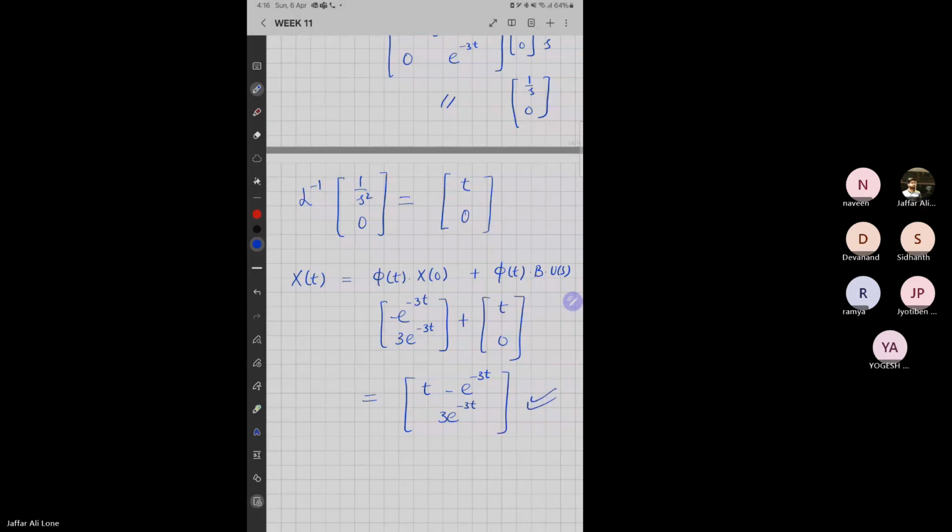So whenever you're asked the state transition matrix, based on the state transition matrix you can find the solution of the state equation. There is no question on the solution in this assignment, but this is very, very important because tomorrow when you solve any control design problem or any observer design problem, there might be questions in your final exam based on this, because this is very, very important.